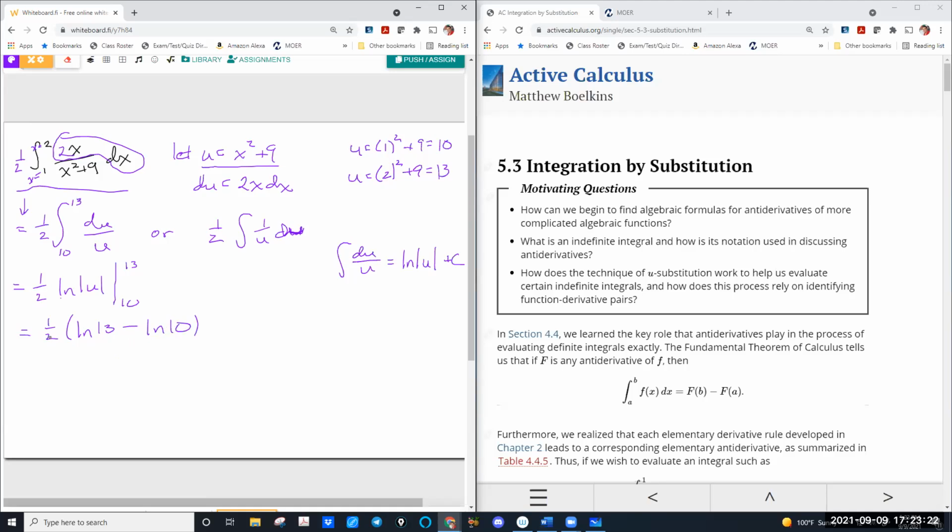And guys, this is fine for a final answer. It's nice and exact. It's not a decimal approximation. If you want to get fancy, we can use some properties of logs. Subtraction of 2 logs, this should look familiar. Ln of A minus ln of B equals ln of A over B. We can make this ln of 13 over 10 or ln of 1.3.